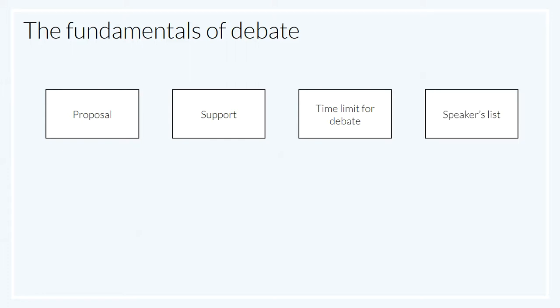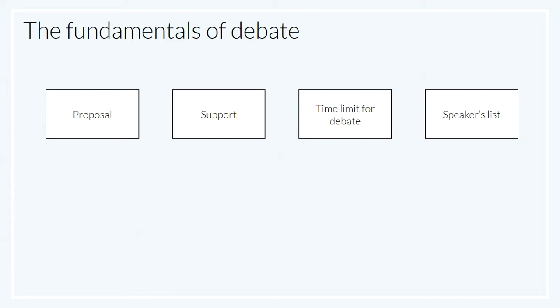The speakers list is then drawn up. So once you've decided, okay, we are going to have this proposal, support, that we're going to have it for this much time, then who's going to speak for and who's going to speak against? That is up to the chair and the secretary. So what they will do is they'll usually ask people to identify who wants to talk, they will take down that list, and they will decide the order.